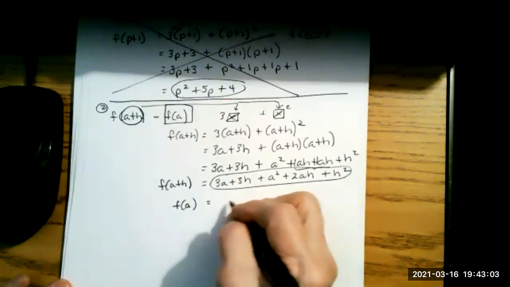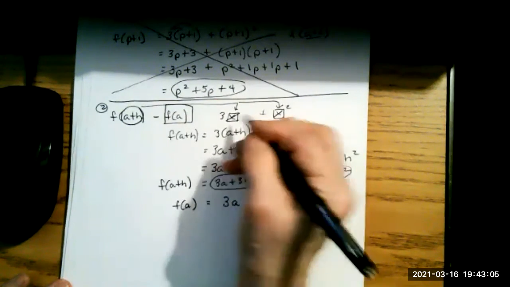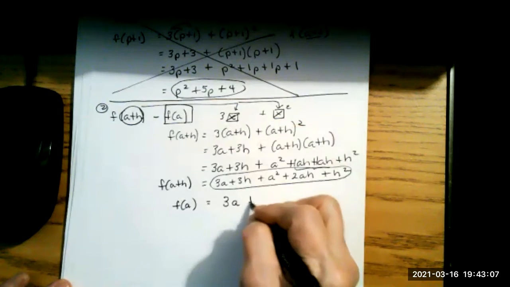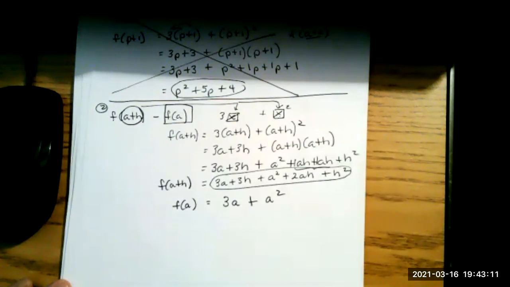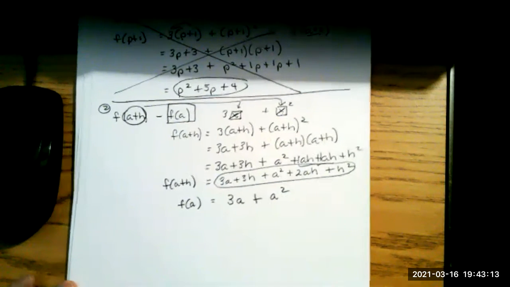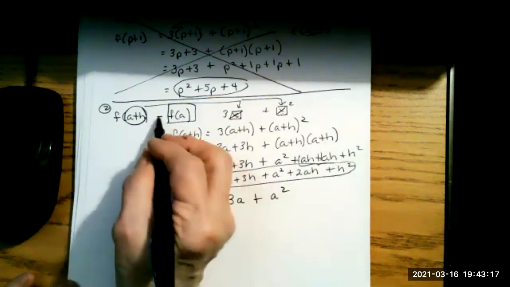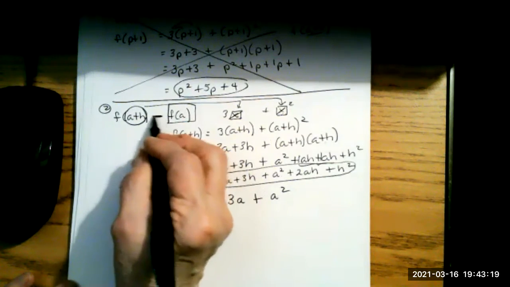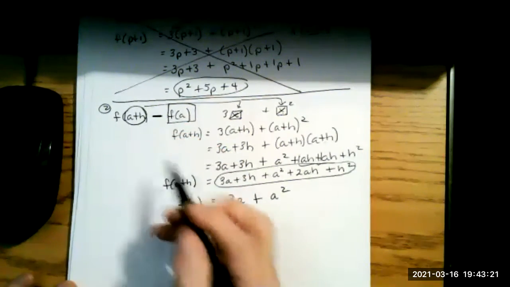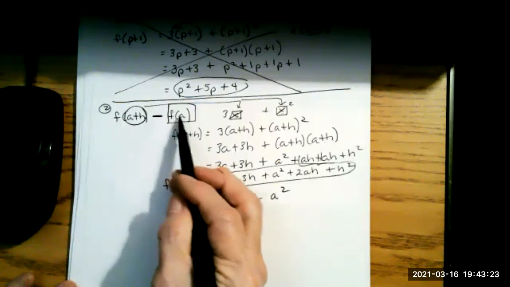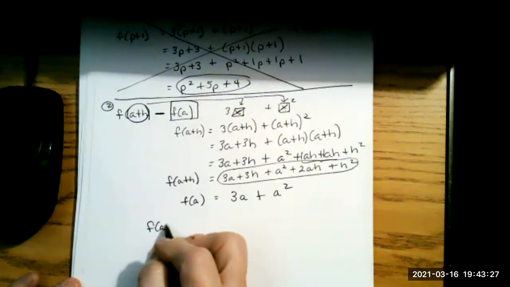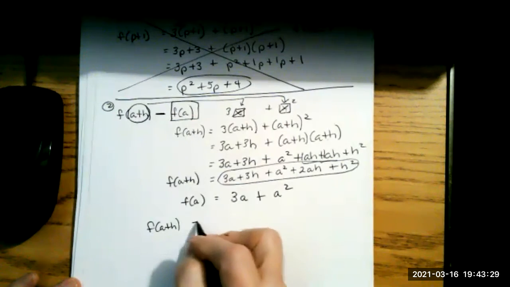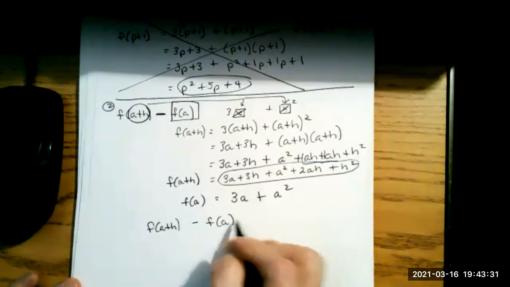So f of a, I'm just sticking the a in that x spot this time. Okay, and it gives me 3a plus a squared. Now then I have to actually do the operation. There is a subtraction operation between this function and this function. So I have to do f of a plus h minus f of a.